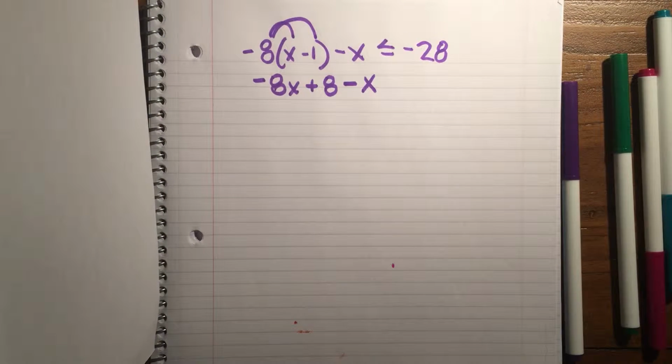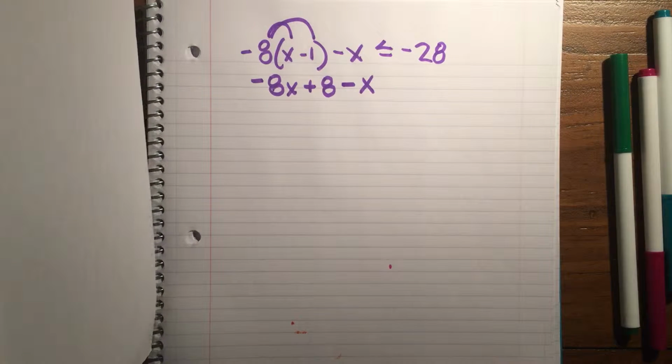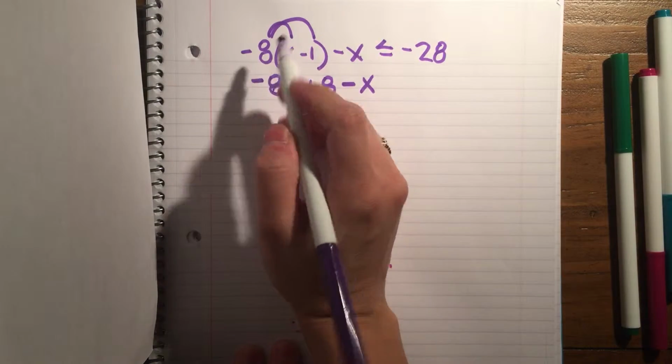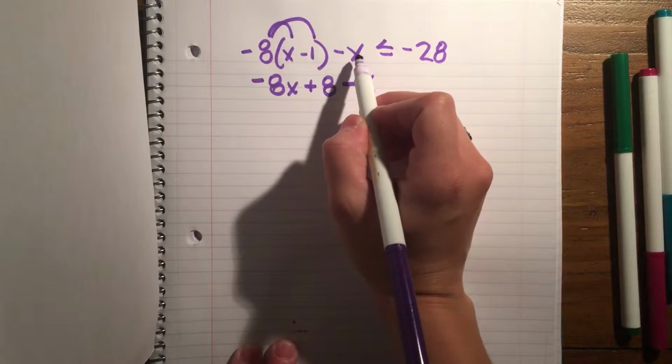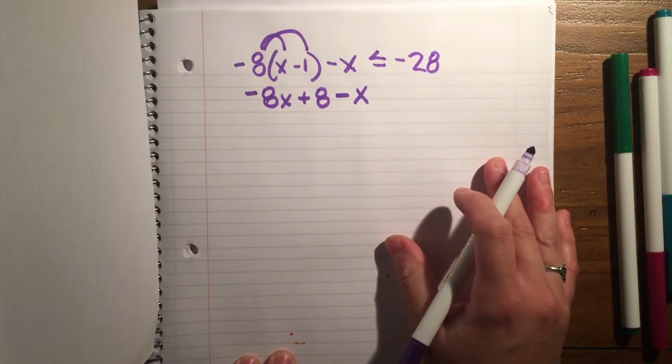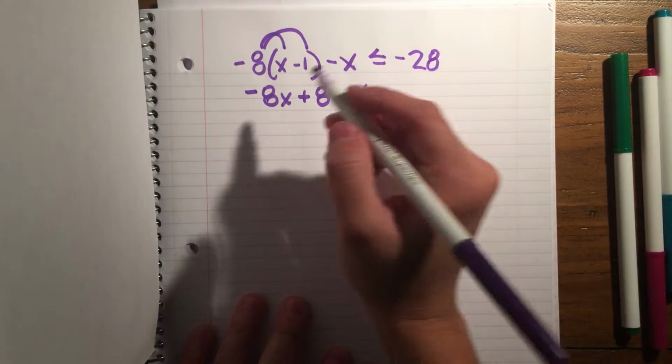We're going to continue with our multi-step inequalities because the other video was cut off. We have -8 times the difference of x minus 1 minus x is less than or equal to -28. Our first step is to distribute.